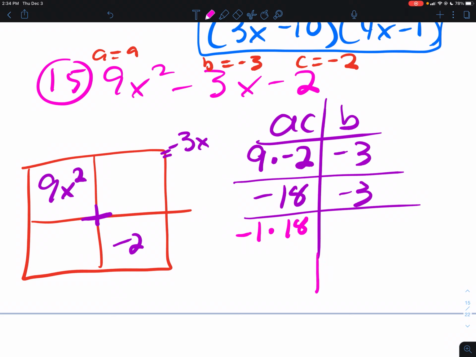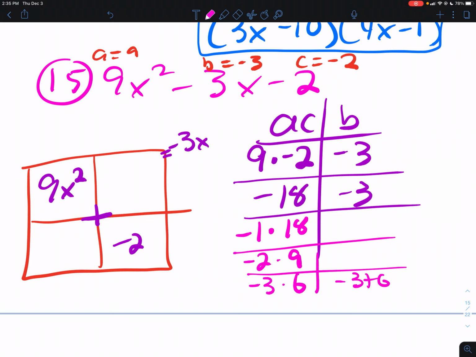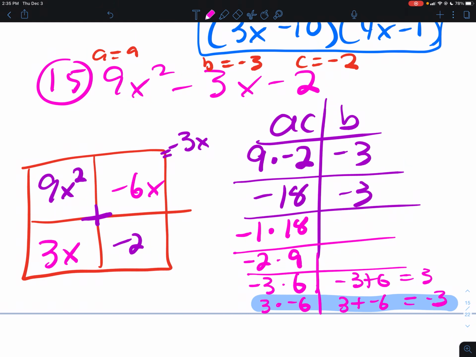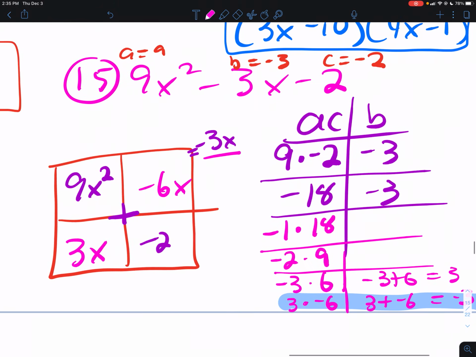So here we go. We could do negative 2 and 9. That's not going to work. Negative 3 and 6. Almost. Negative 3 plus 6 would be positive 3, so we just switch it. 3 and negative 6. 3 plus negative 6 equals negative 3. So those are our numbers, 3 and negative 6. 3x plus negative 6x gives us the negative 3x.